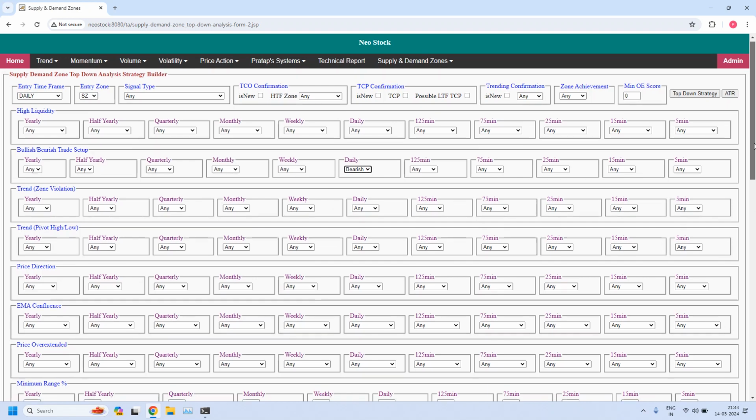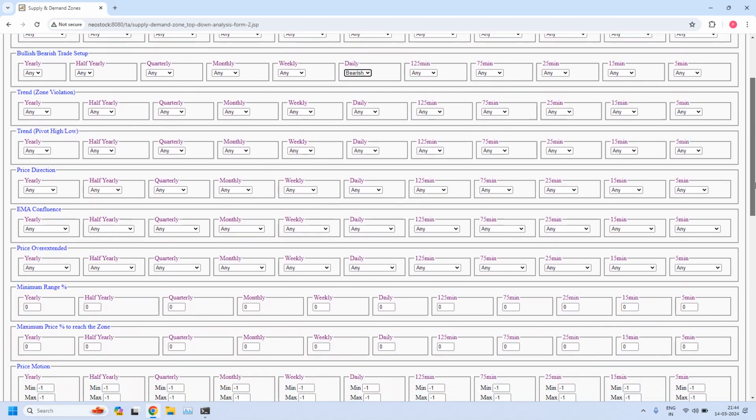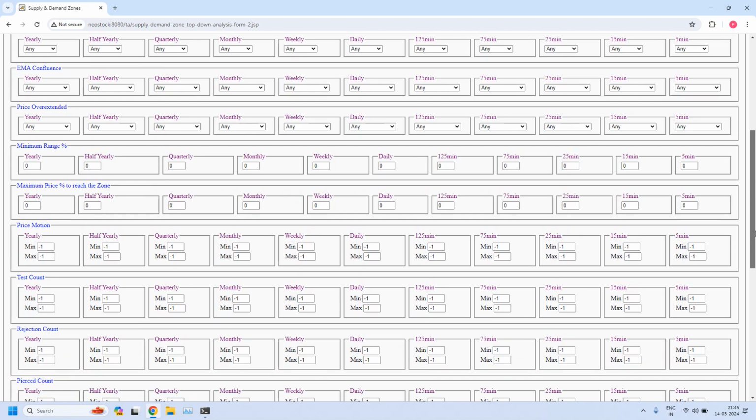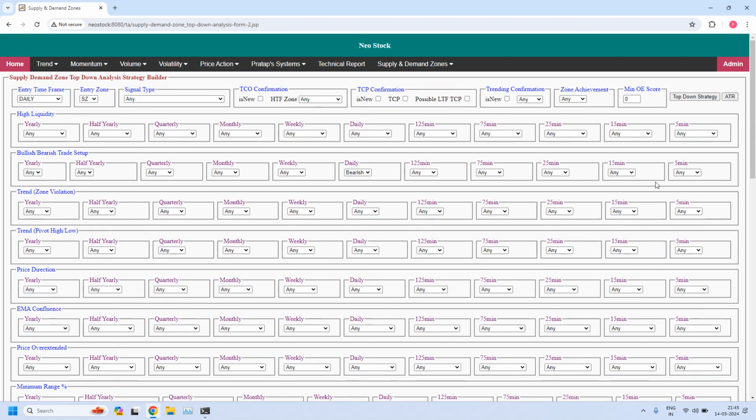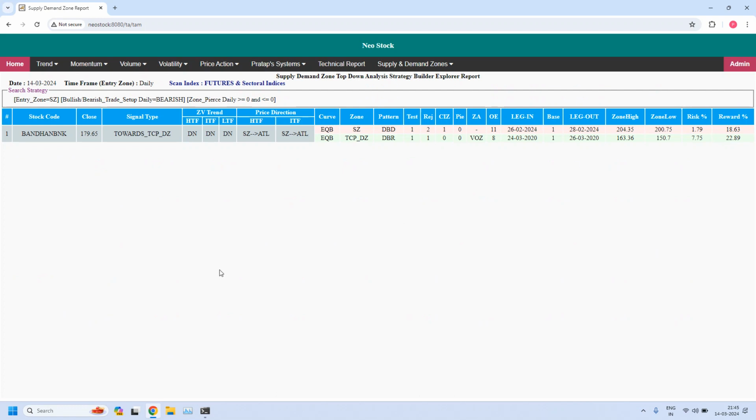Now only one value I will set, that is the pierced count should be 0. So in daily time frame, pierced count, I am setting minimum value 0 and maximum value 0, which indicates the zone is not pierced. So only one stock is filtered, that is Bandhan Bank. So this is about bullish or bearish trade setup for monthly.